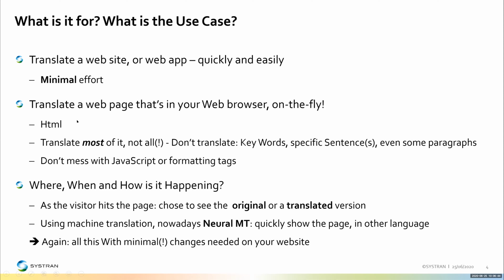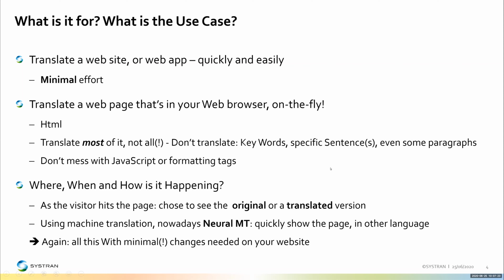So you have basically a web page or multiple pages that are on a website. You want them translated on the fly. It's HTML code. You want to translate most of it, not all. Not everything needs to be translated. You have maybe some images that contain text, or you have maybe some keywords, specific sentences, legal stuff. So we want to have some mechanisms to perhaps control what does and what doesn't get translated. You also don't want to mess with your own existing JavaScript to have some of the code change and formatting tags and other things. So it needs to be a little bit more intelligent than just translate everything.